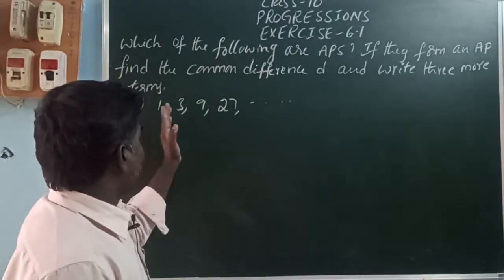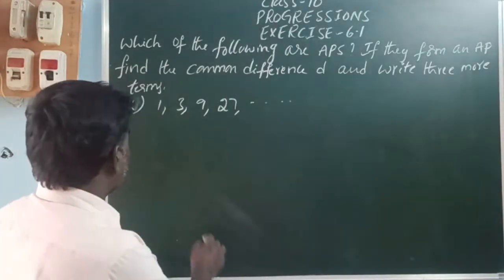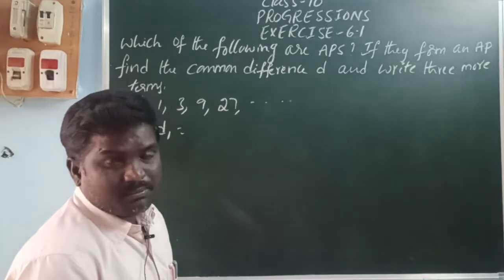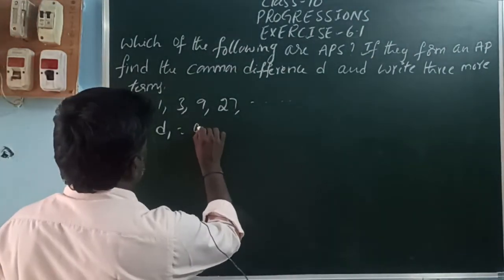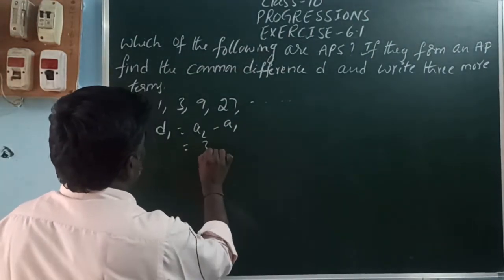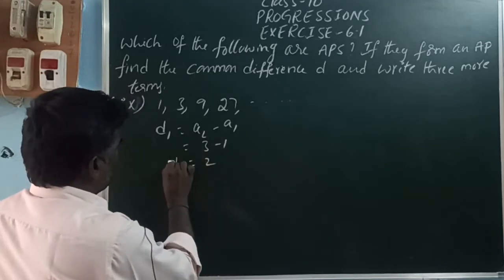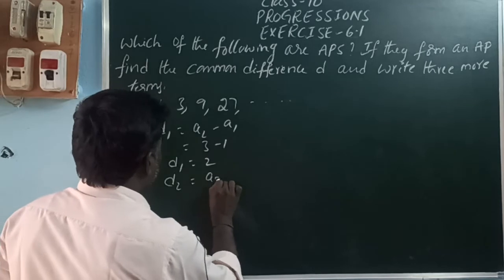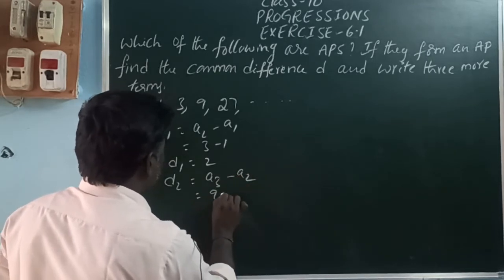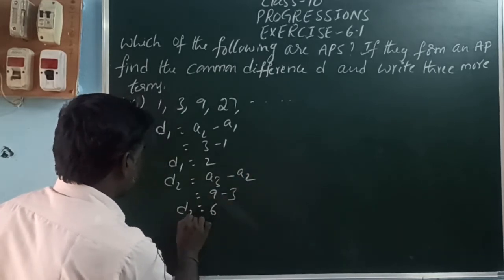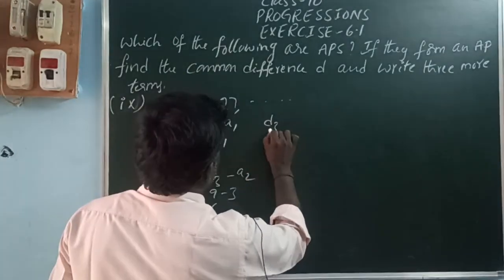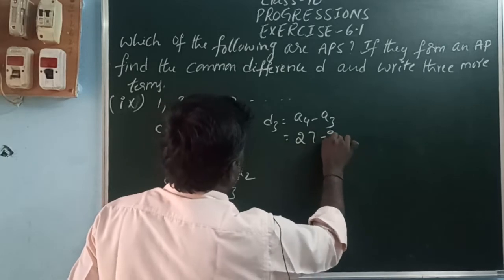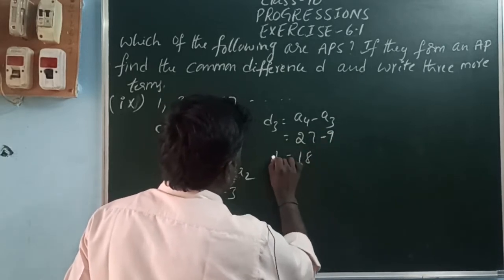Next, 1, 3, 9, 27 and so on. They are asking whether it forms an AP or not. The common difference d1 is a2 minus a1, so 3 minus 1 equals 2. Next d2, a3 minus a2, so 9 minus 3 equals how much? 6. Next d3, a4 minus a3, that is 27 minus 9, equals 18.